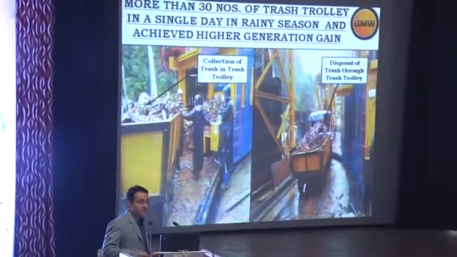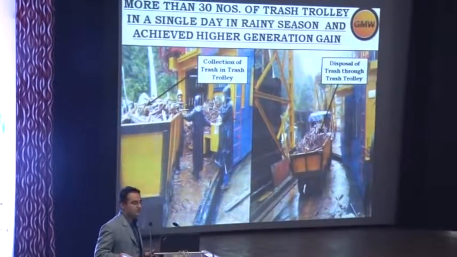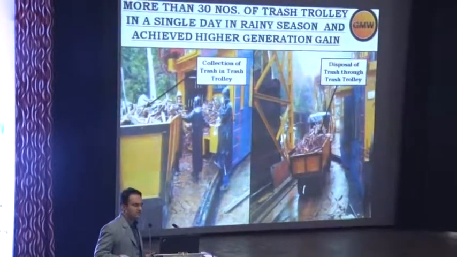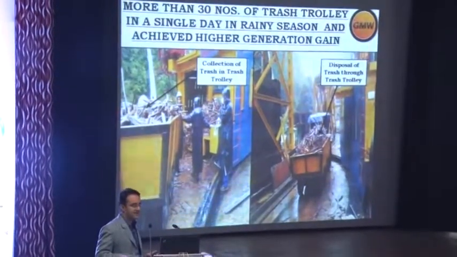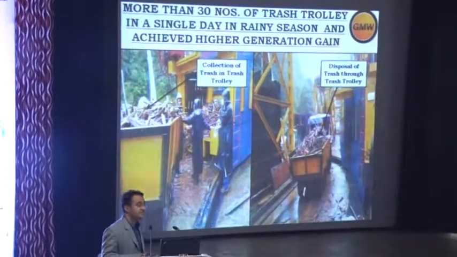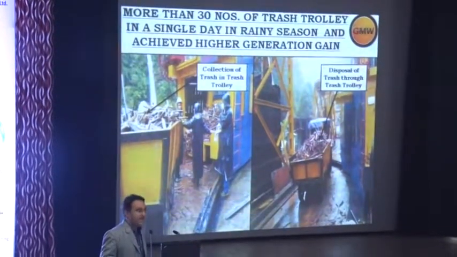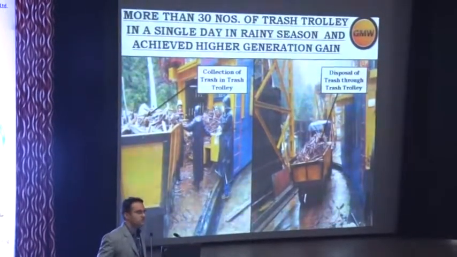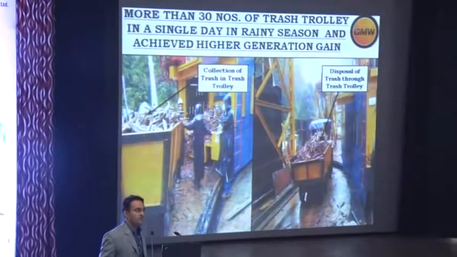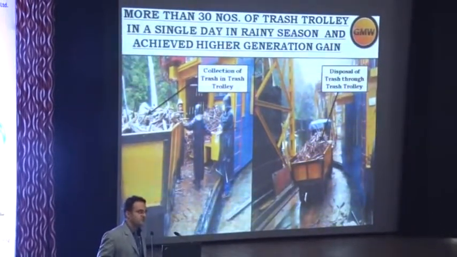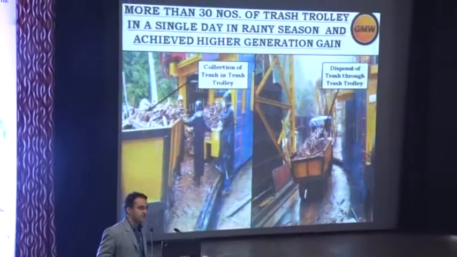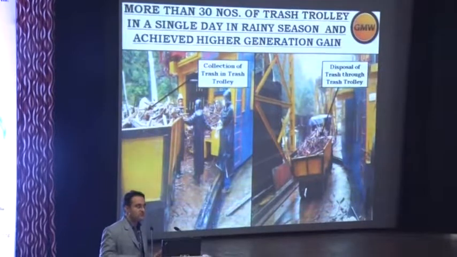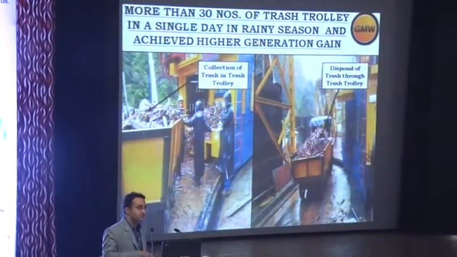This mechanism, which we installed in Chukha, was installed in 2009. Seven to eight years have gone by and the machine is still giving very good performance, taking out around 30 trash trolleys in a single day at the time of the rainy season, when the debris comes. This project also has a log boom barrier for stopping those logs. But in the rainy season, when the flood comes, the log boom barrier was destroyed. It has happened twice at the Chukha hydroelectric project. So we always believe that the best solution for lifting that trash is a trash handling mechanism on the intake.